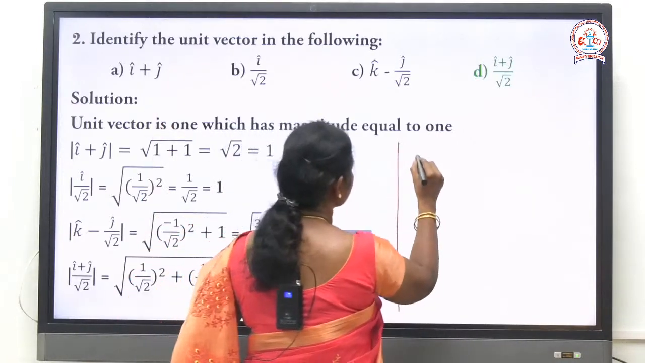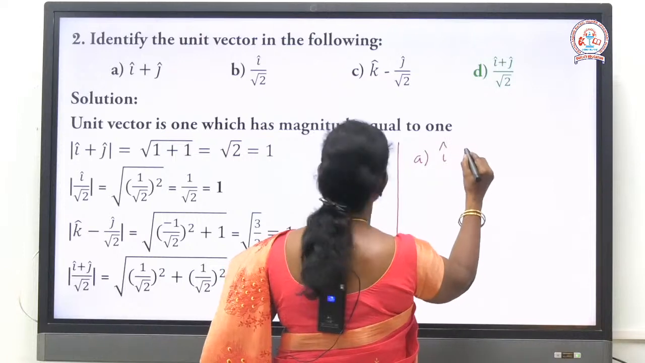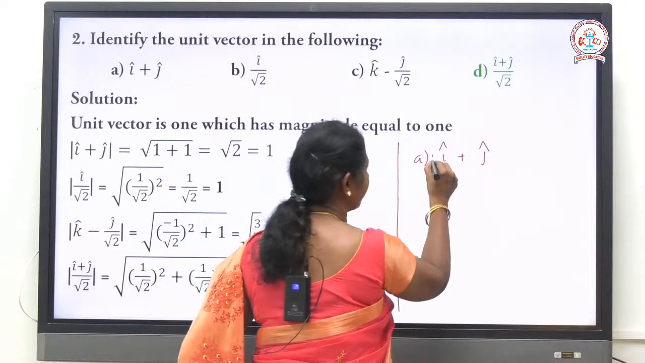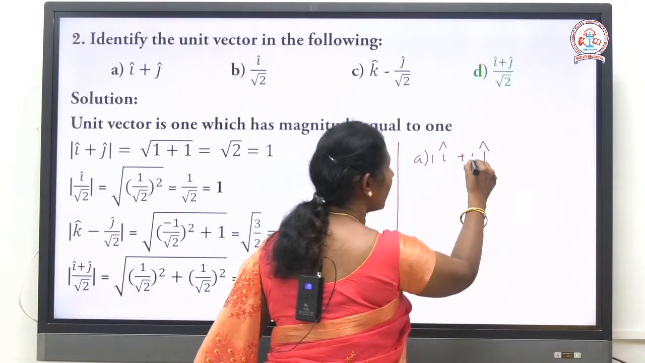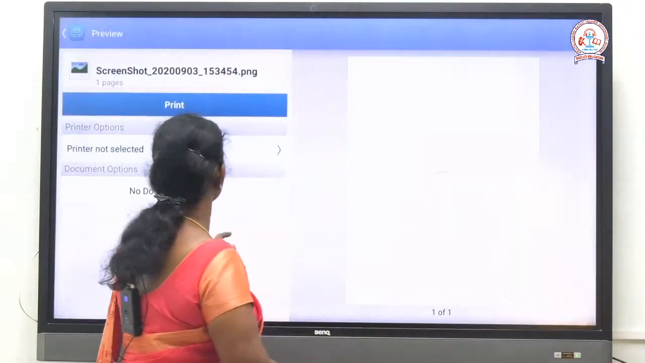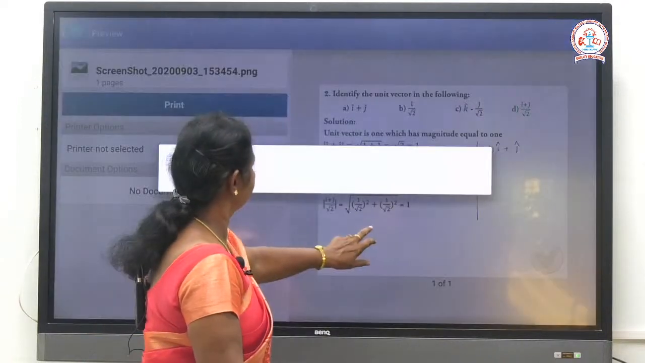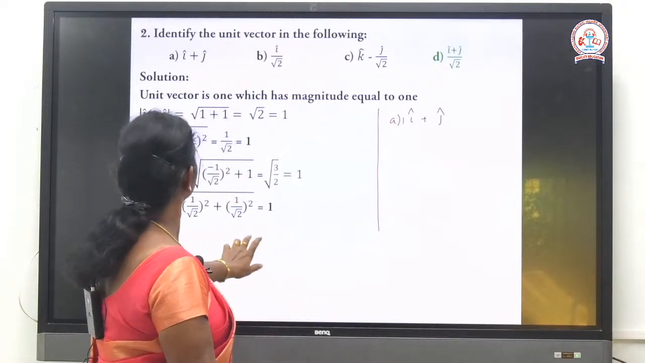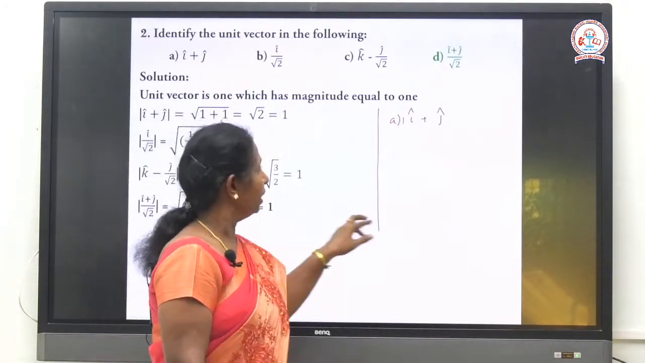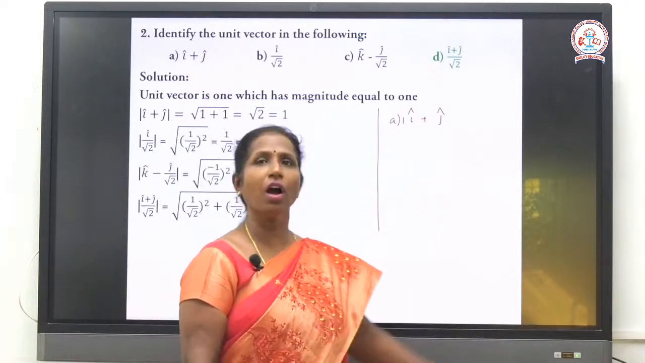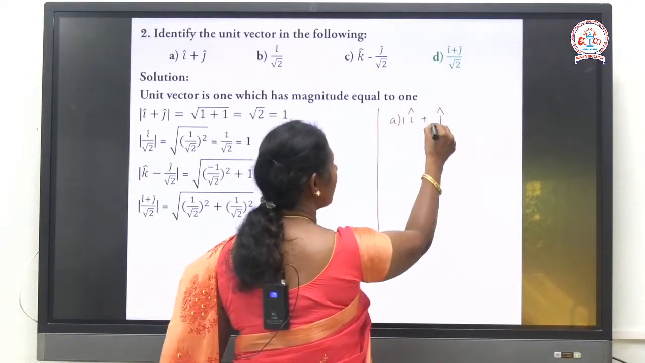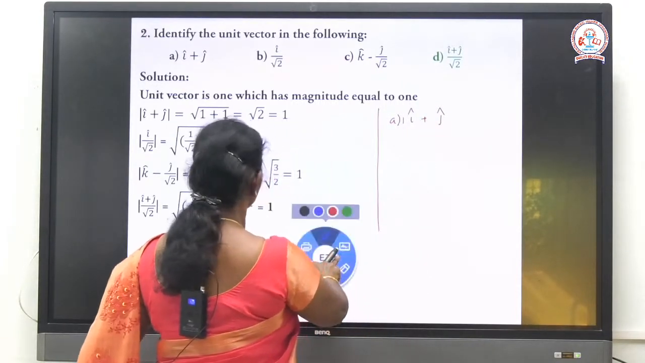Here the first option we have i cap plus j cap. The component of i cap is 1 here, and the component of j cap is 1 here. So the component of i cap is 1 and the component of j cap is 1. Clear? Now how to calculate the unit vector?